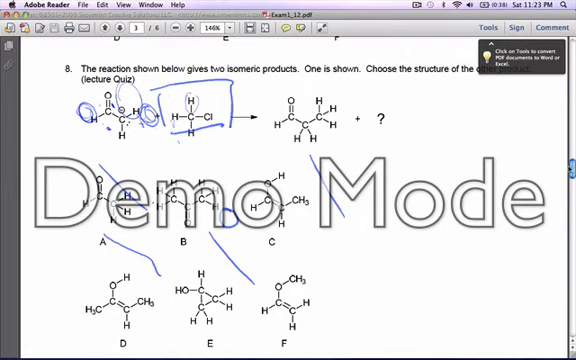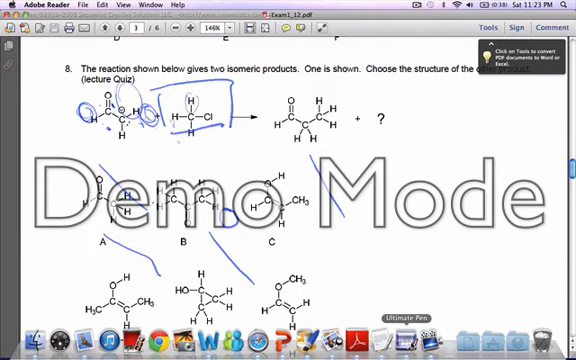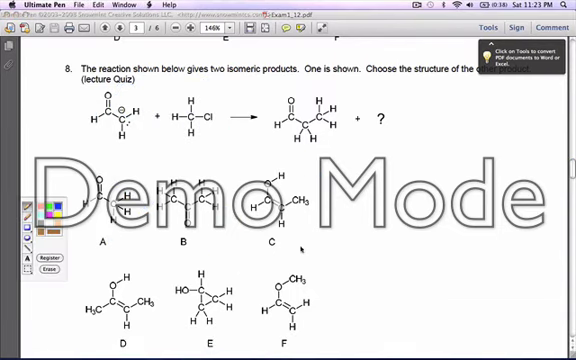What is this question? Okay, now let's look over here. And it says the reaction shown below gives 2 isomeric products. One is shown. Choose the other structure. Now, this also plays into acids and bases, which is chapter 3. So I am almost certain that you do not need to know this, so we shall skip over it.